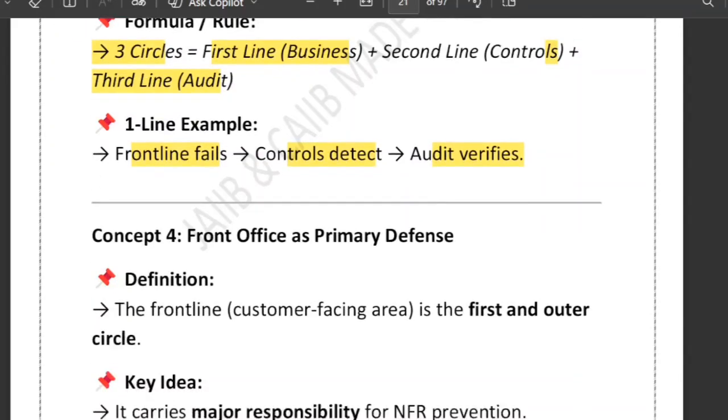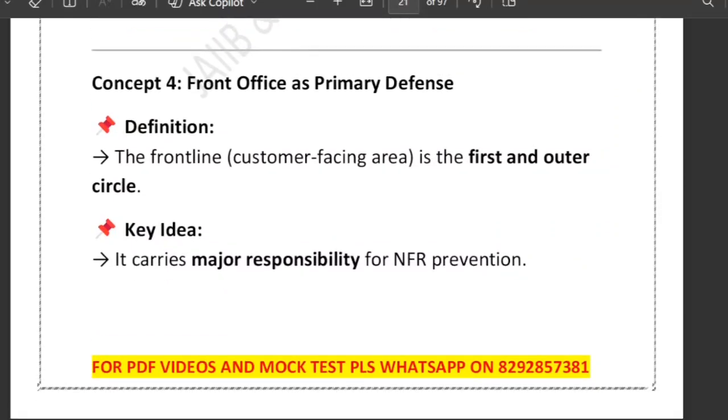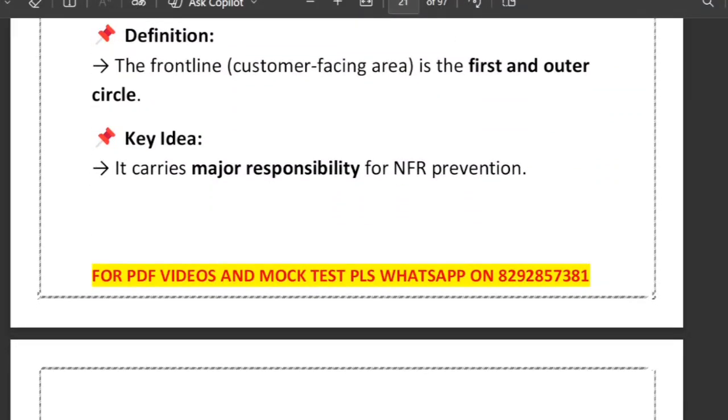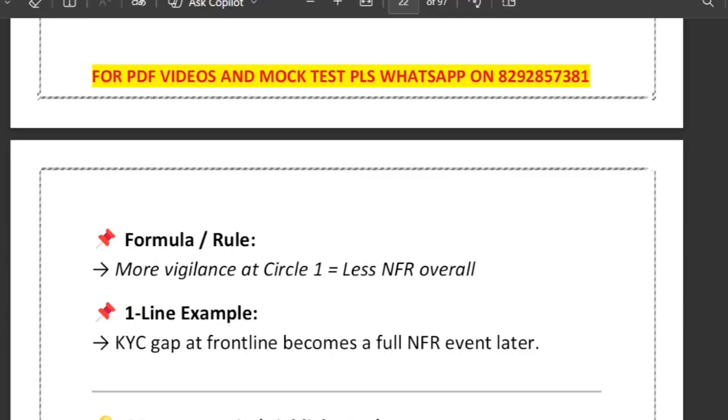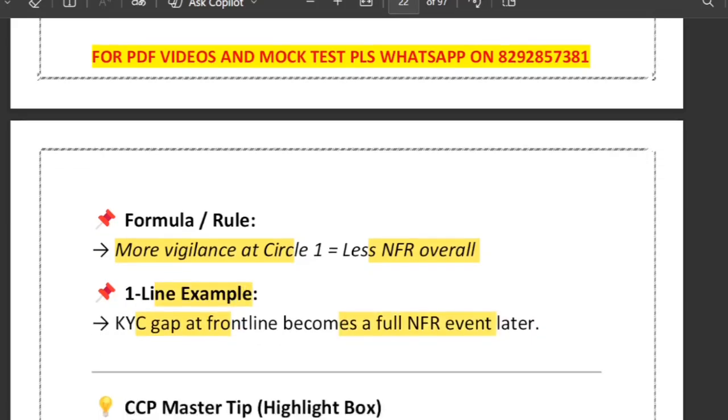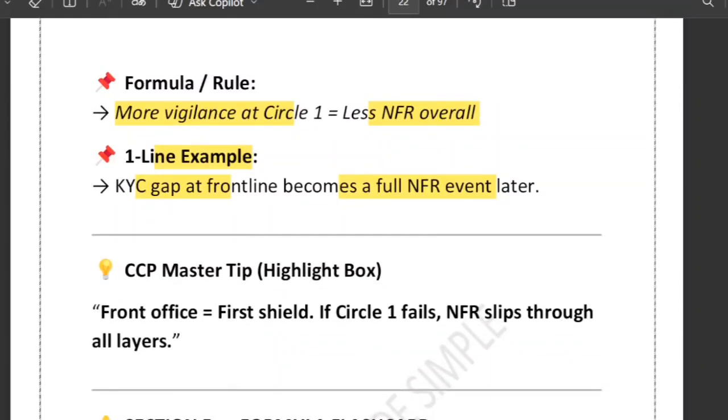So the front office is the primary defense. Among the 3 circles, the front office is the first and the strongest shield. Why? Because most NFR incidents start at the front line, especially customer onboarding, KYC, document handling, and transactions. If circle 1 is strong, the other circles don't have to work under pressure. More vigilance at circle 1 means less NFR overall. For example, if KYC is incomplete at the front line, the issue becomes a major NFR event later. So the master tip is that the front office is the first shield. If circle 1 fails, NFR slips through all the layers.